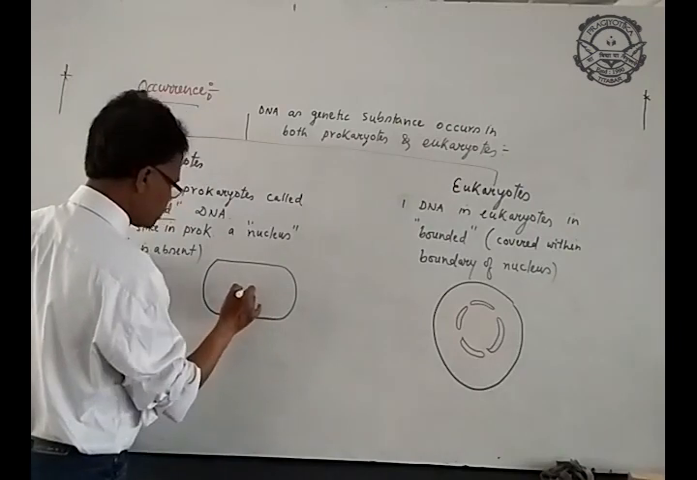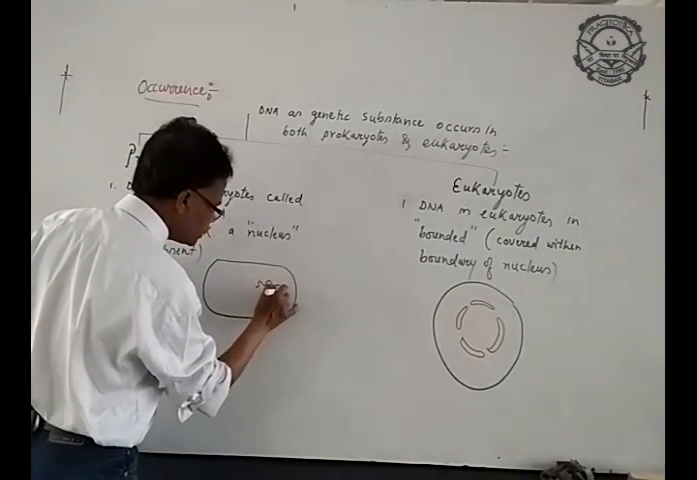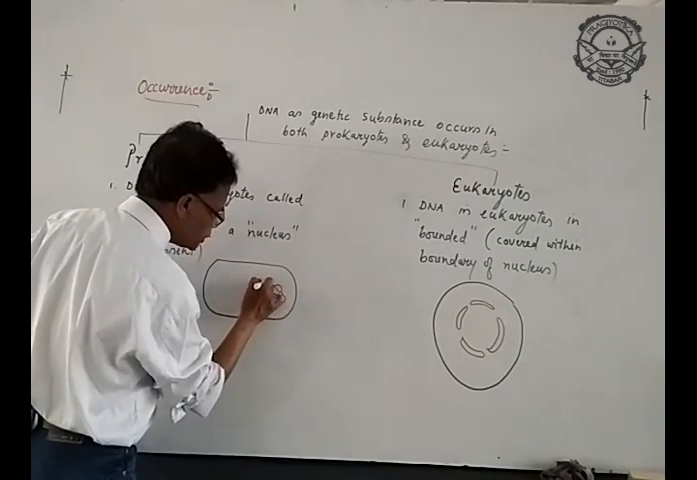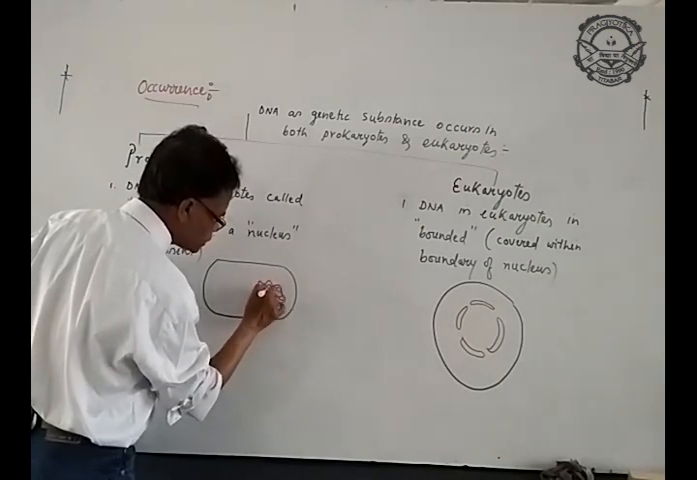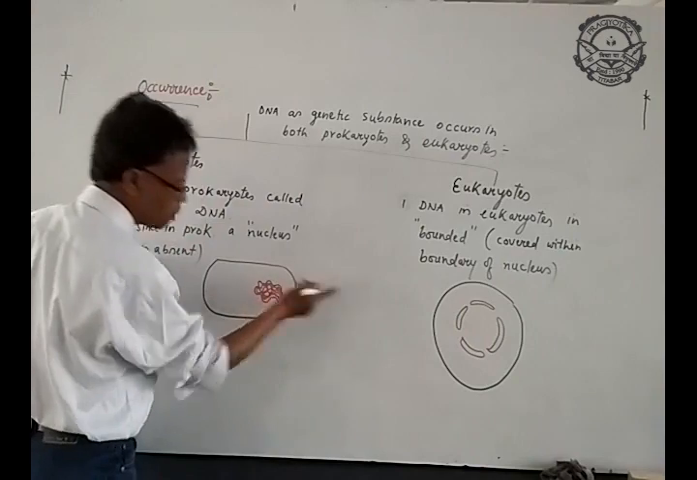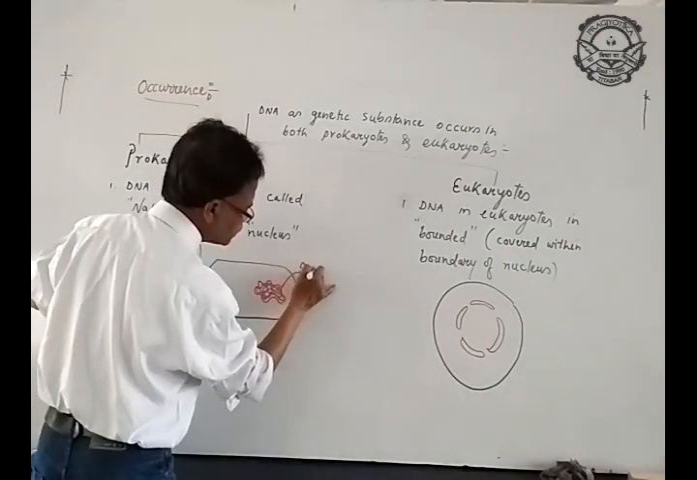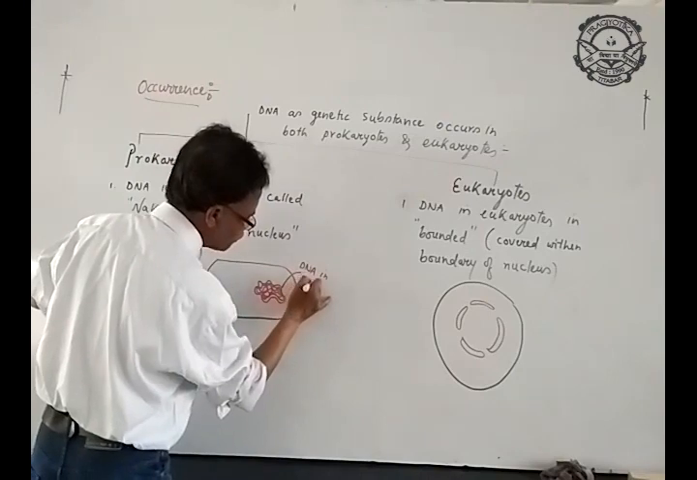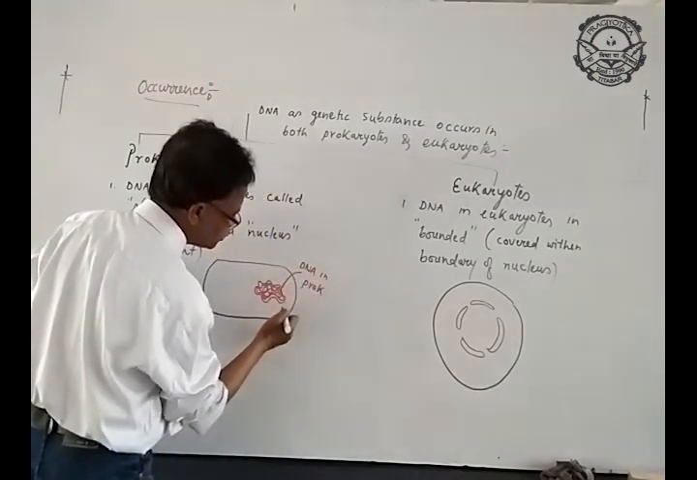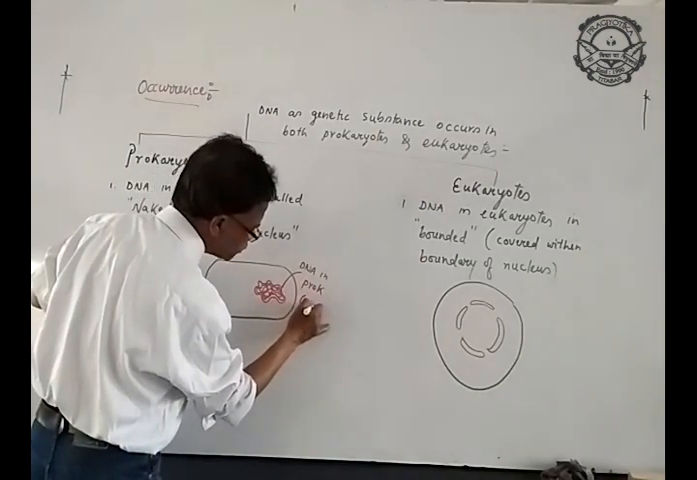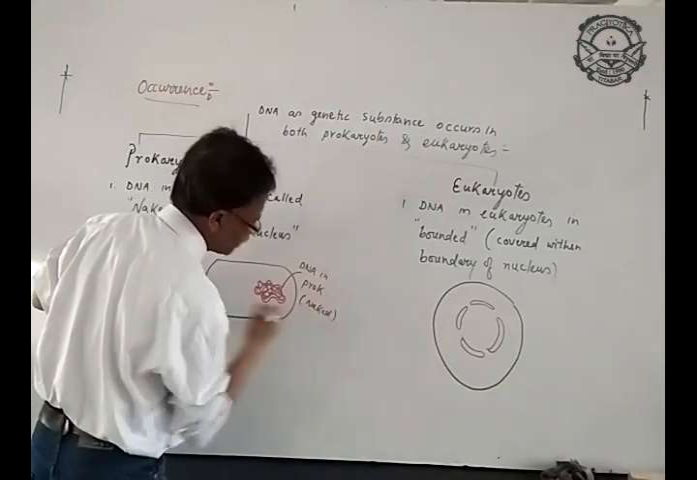In the prokaryotic cell, this is the DNA, the individual DNA. There is no nuclear envelope around it. This is the DNA in prokaryotes. In prokaryotes there is no nuclear envelope, so it is naked DNA.